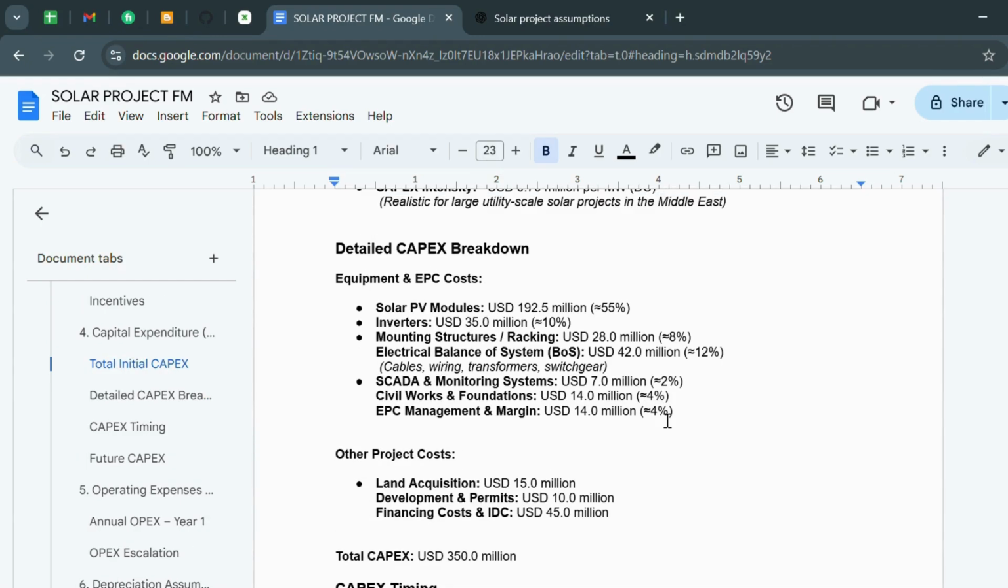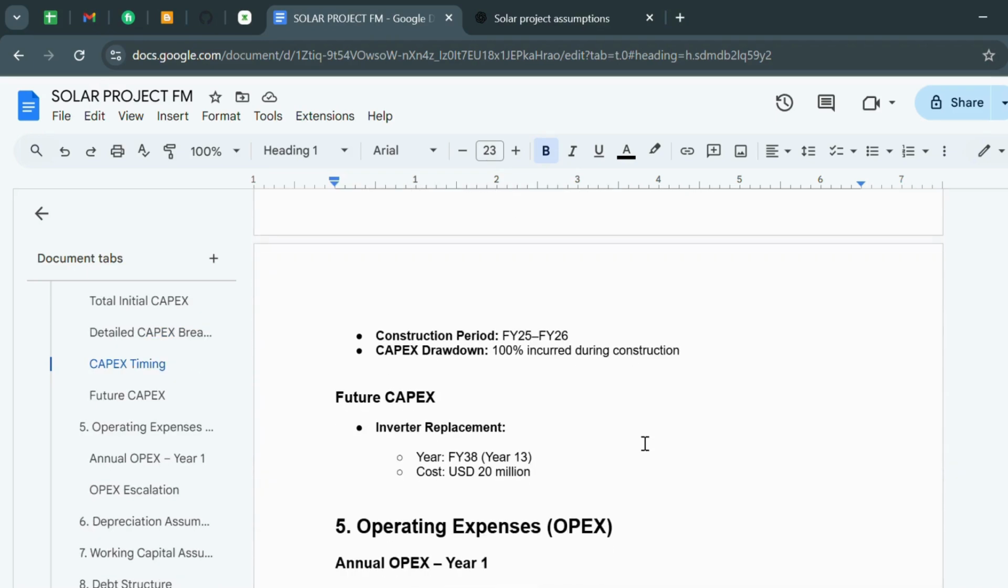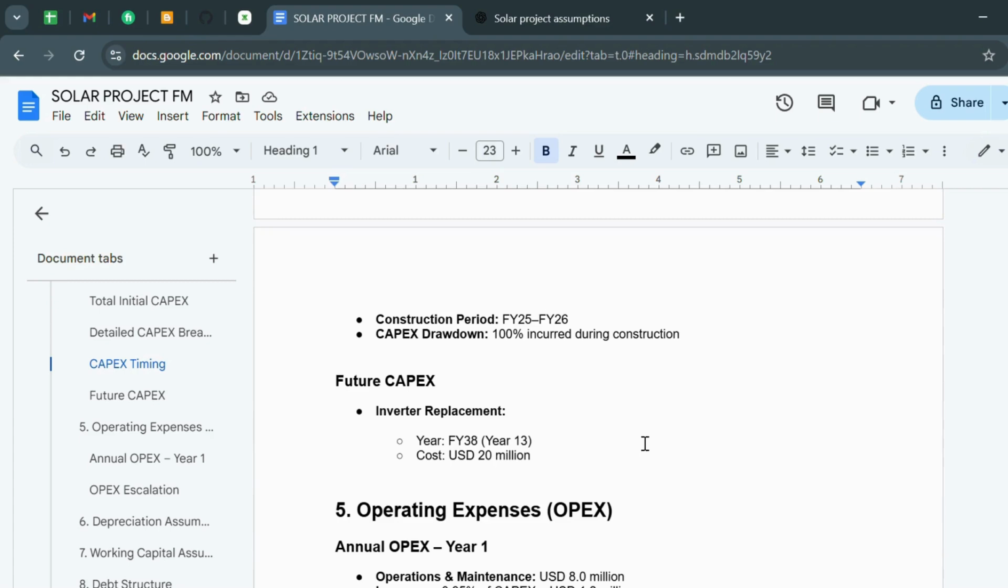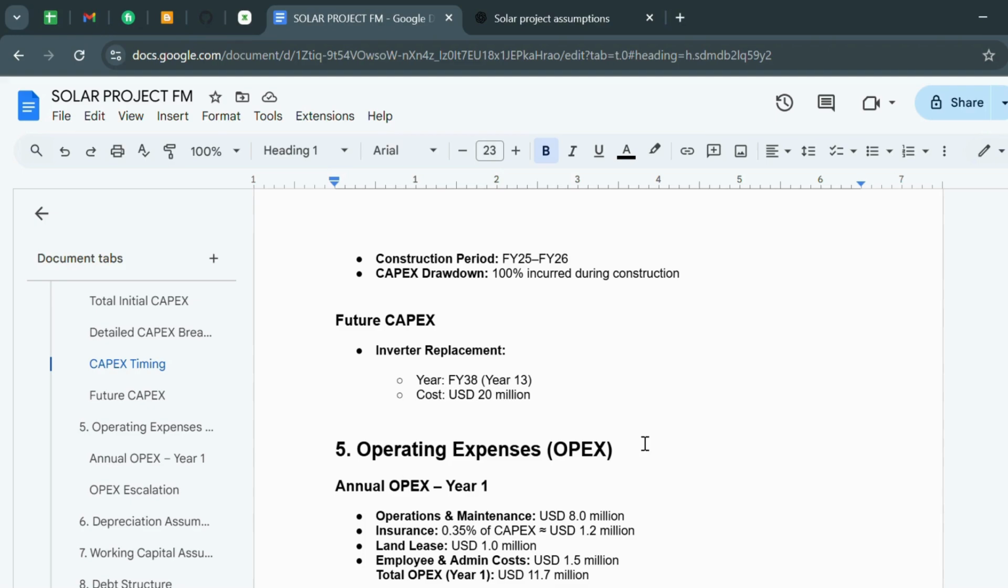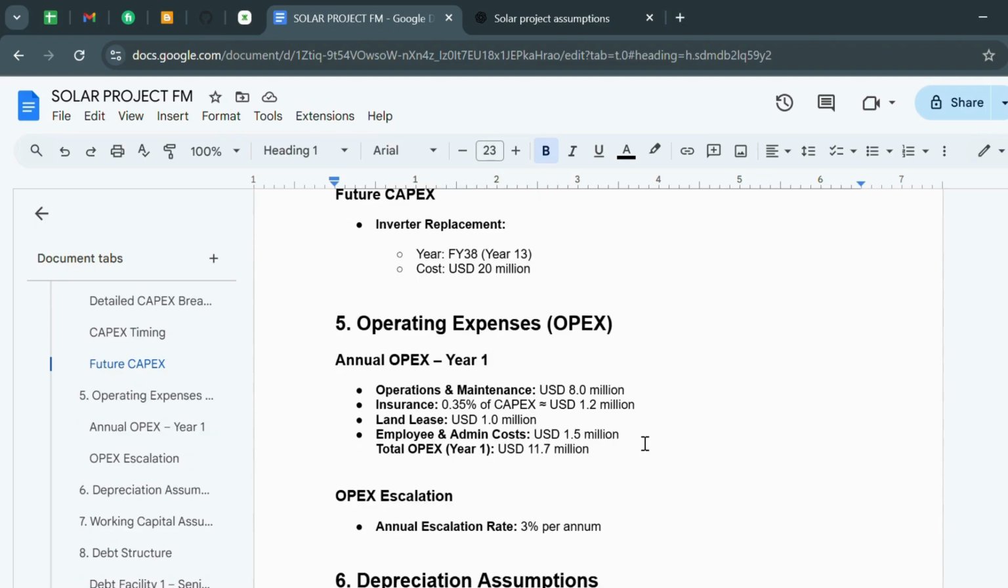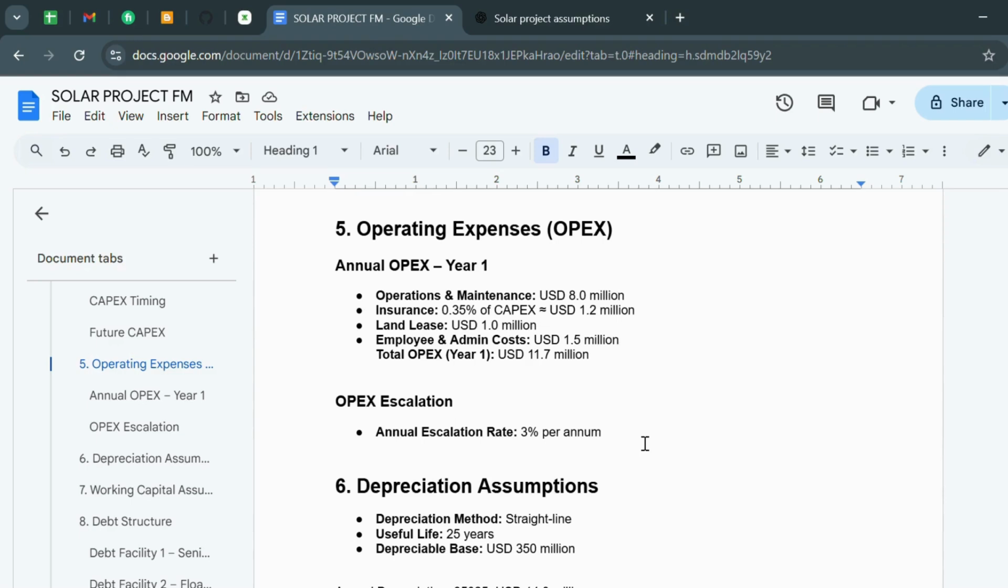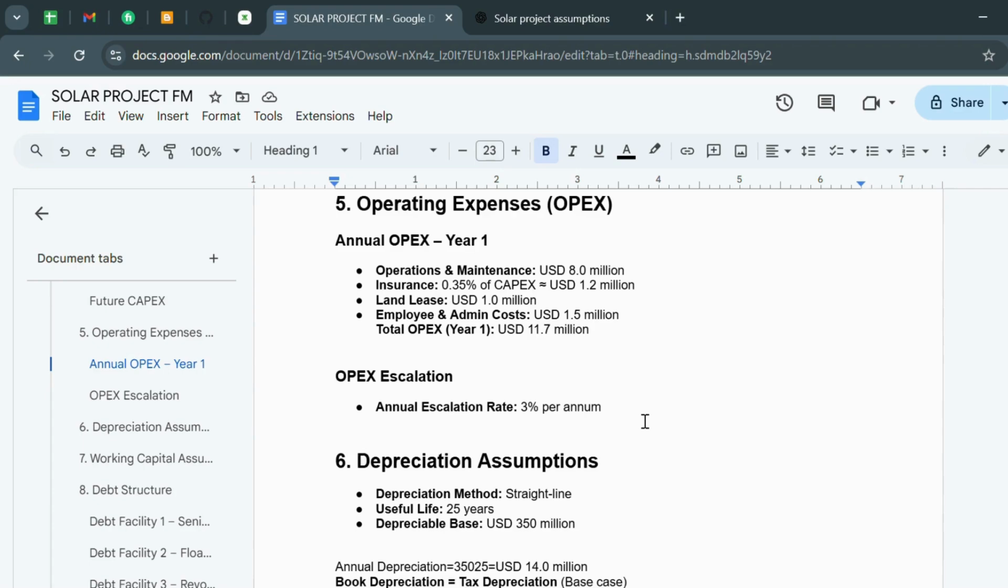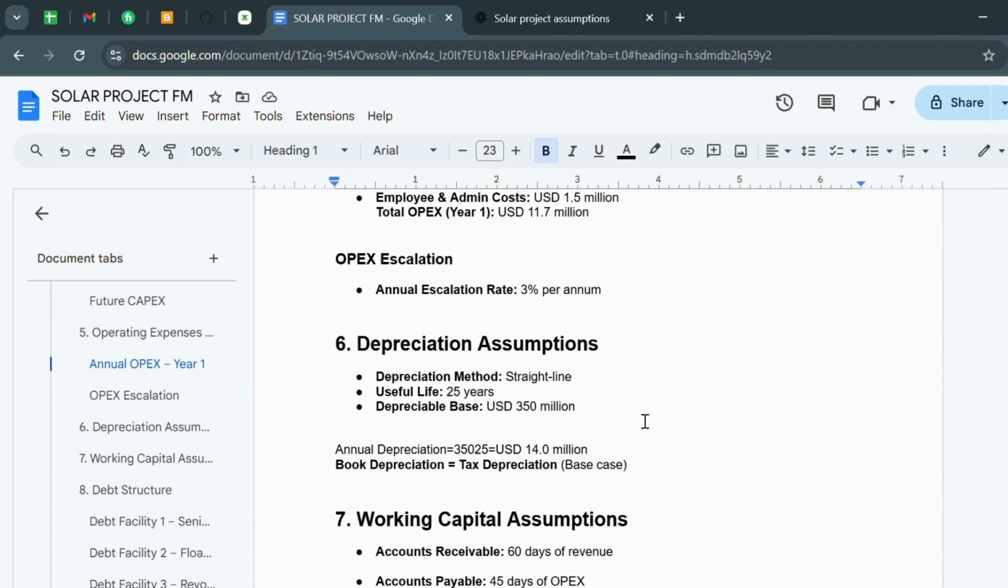Now, this is a solar project. If we are doing wind, WTGs will come, and of course land acquisition, development and permits, and financing costs will also be coming. CapEx timing: the construction period is this working financial year 25 to 26, 100% incurred during construction. Okay. Operating expense now. O&M comes to 8 million, insurance, land lease, employee, admin costs, total OpEx, and the annual escalation rate of OpEx, because it is going to be changing. It is not a one-time expenditure that we are going to be doing.